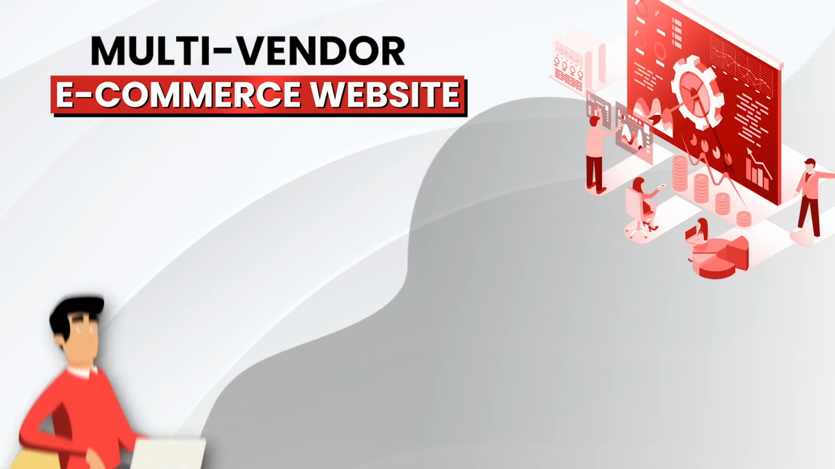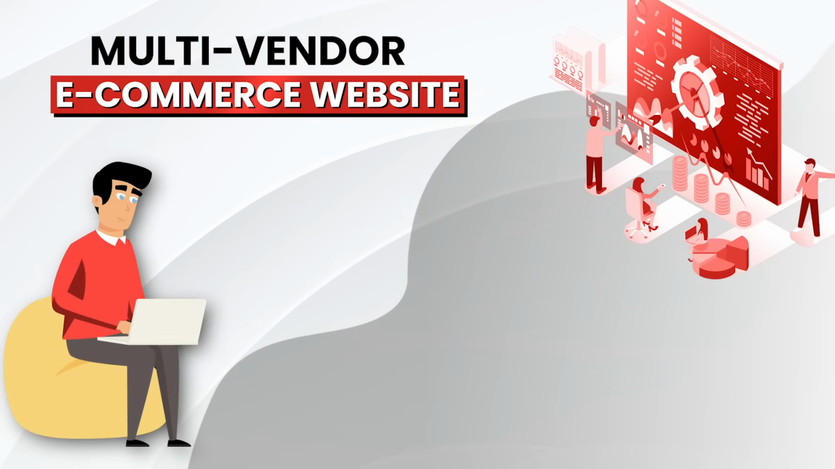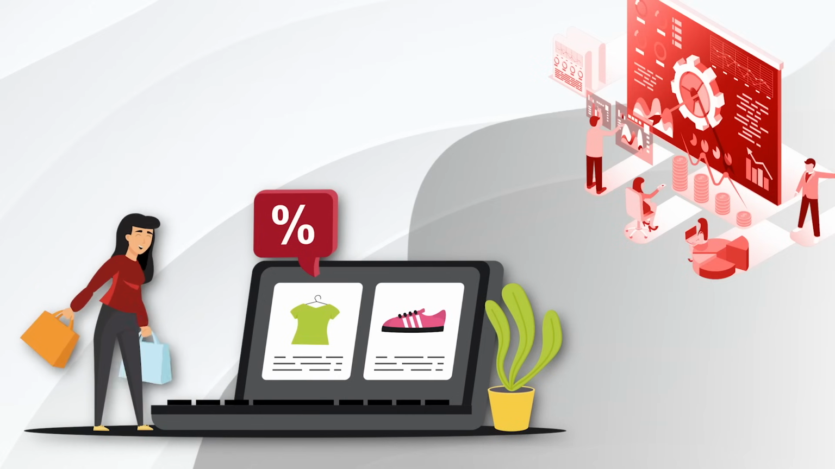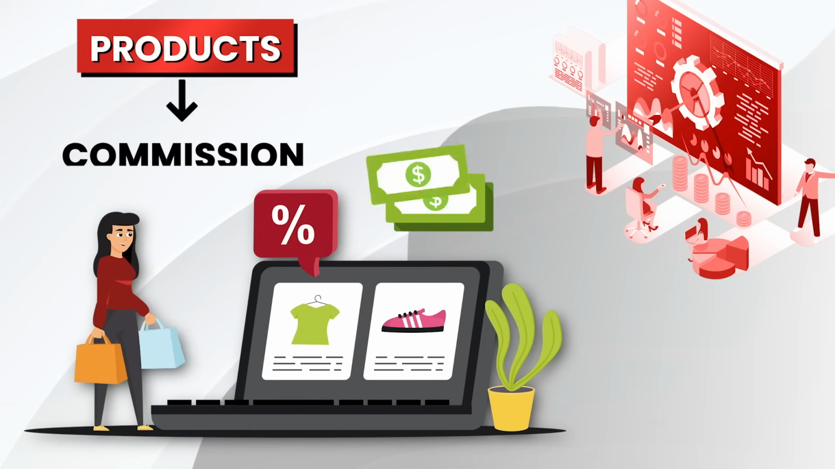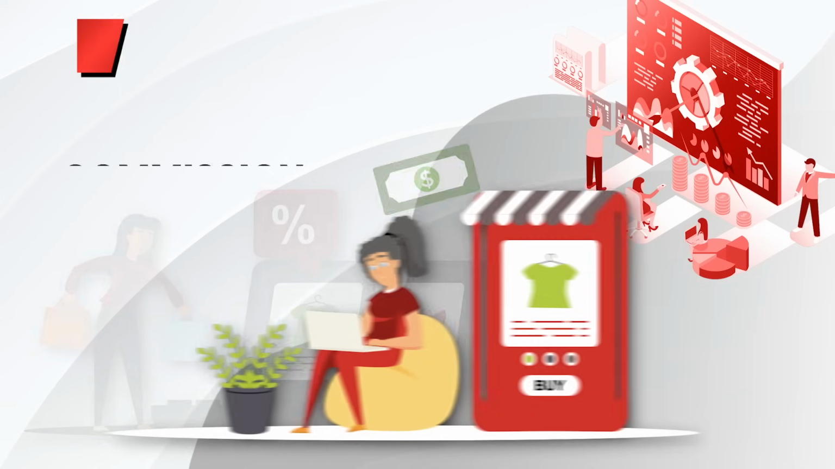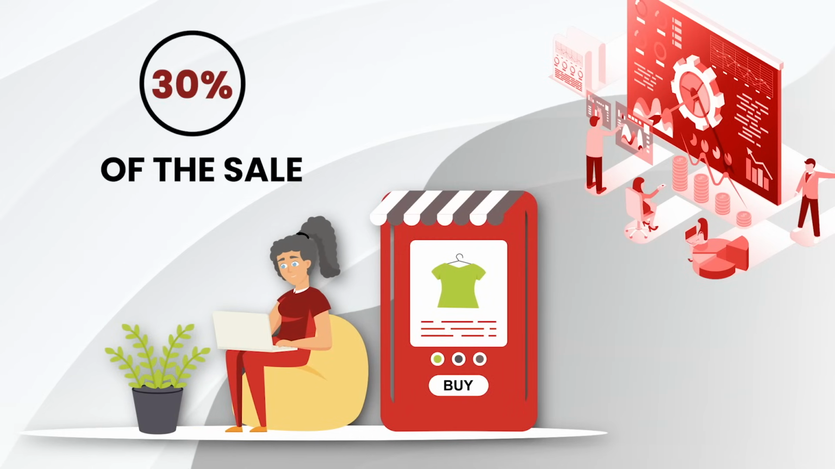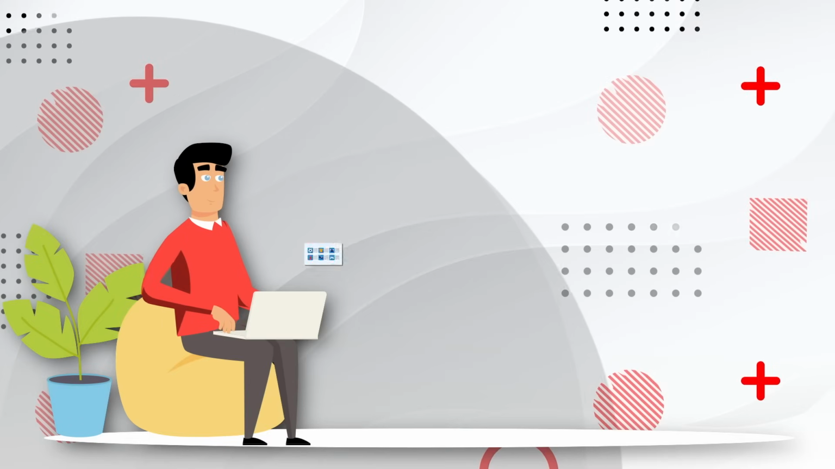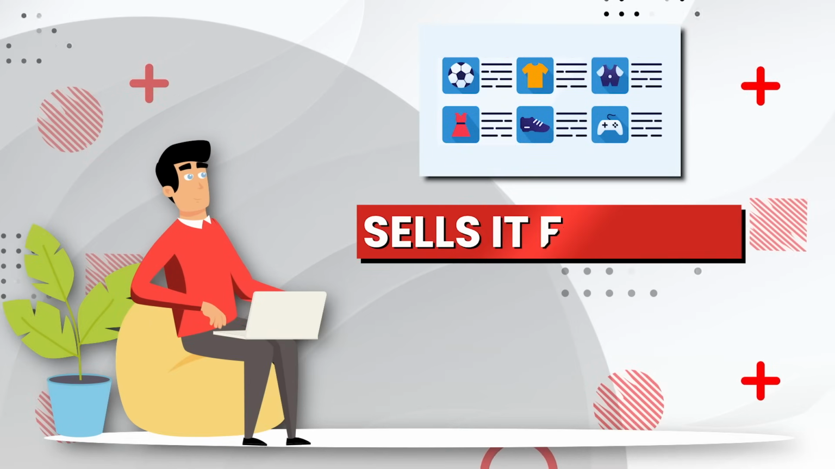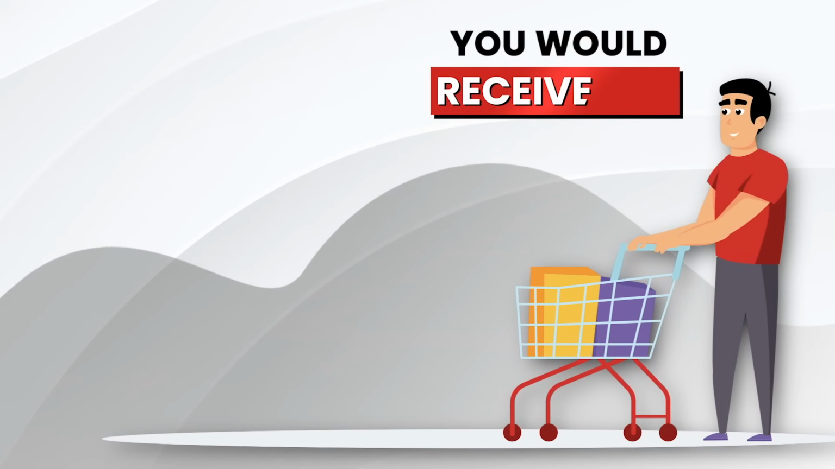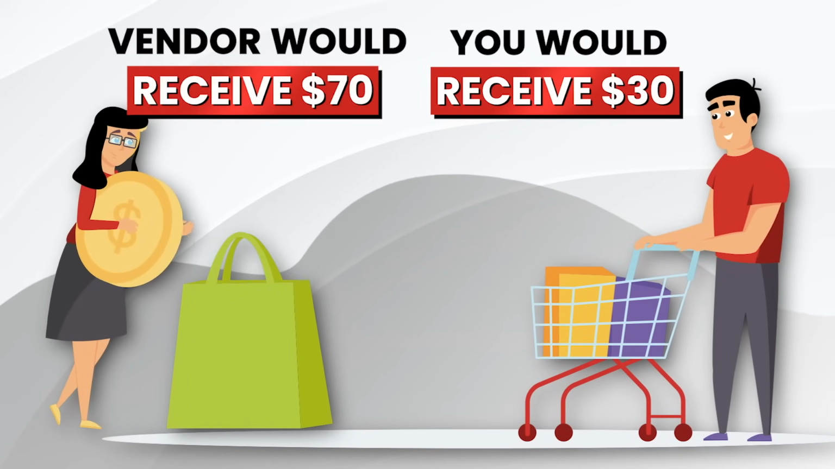A multi-vendor e-commerce website allows other users to register as a vendor and sell products on your website. When a vendor creates a product on your website and sells it, you then receive a commission of the sale for that product sold. Your website can register vendors automatically, and you can adjust the commission rates for each of your vendors. For example, if the vendor creates and lists a product and sells it for $100 and you have a 30% commission rate applied, you would then receive $30 and the vendor would receive $70.